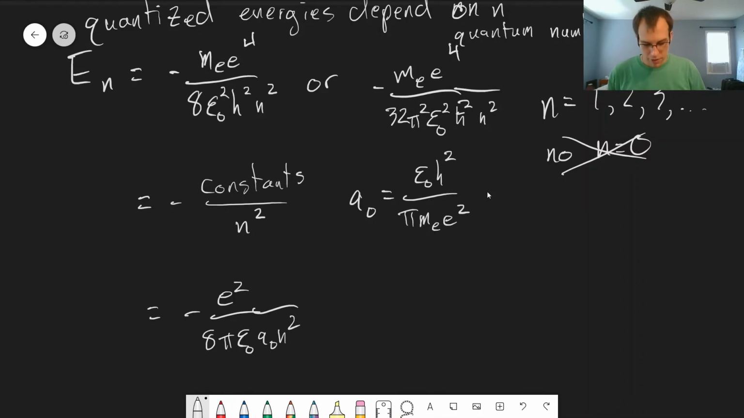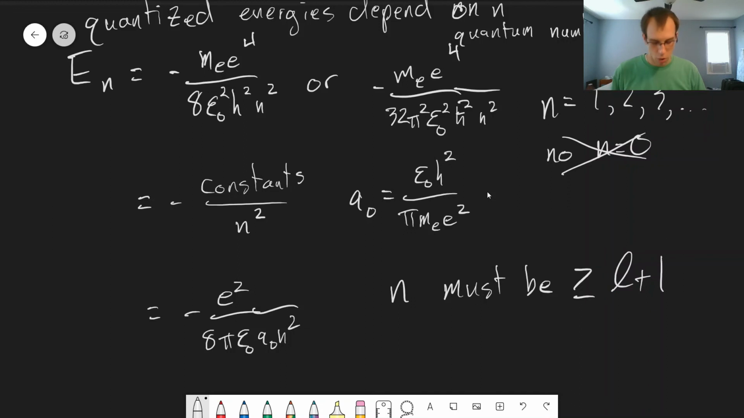Okay, another part of the solution is that n must be greater than or equal to L plus 1. And that's part of the solution that we get. Or we can say that L can equal 0, 1, etc. up to n minus 1. So for any n value, we can have multiple L values, but say if we have n equals 1, we can only have L equals 0. If we have n equals 2, we can have L equals 0 or 1, etc., etc.